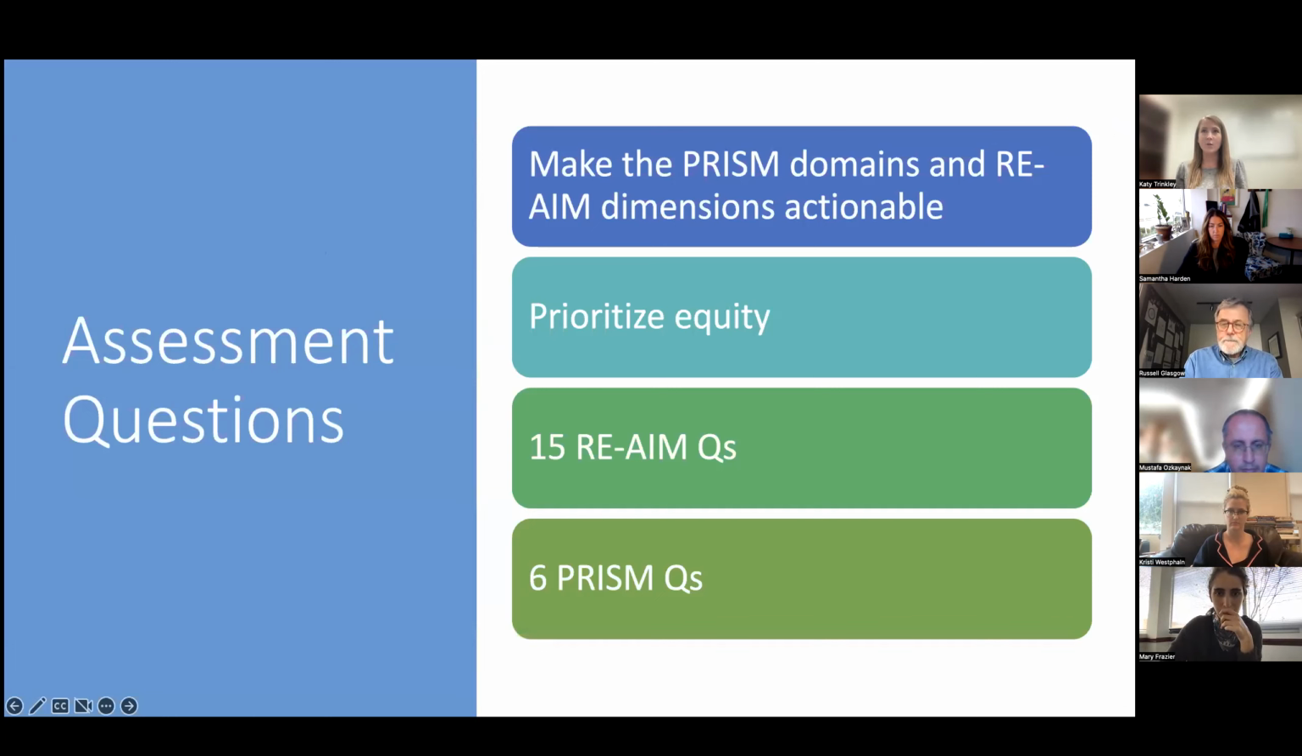These assessment questions are really the bread and butter of operationalizing PRISM. This is what makes the PRISM framework actionable. And I want to point out that throughout these assessment questions, they get you thinking about representation and representativeness. Equity is throughout this. To operationalize the 5 different dimensions of REAIM, there are 15 questions, followed by a subsequent 6 PRISM questions for the 6 PRISM domains.